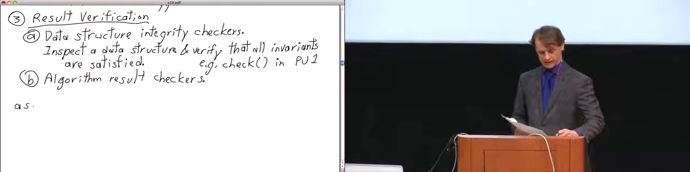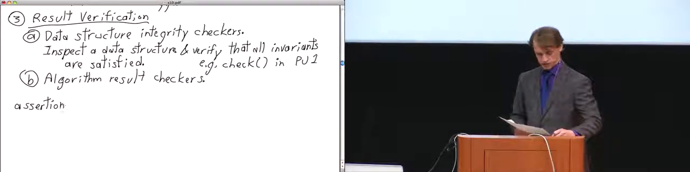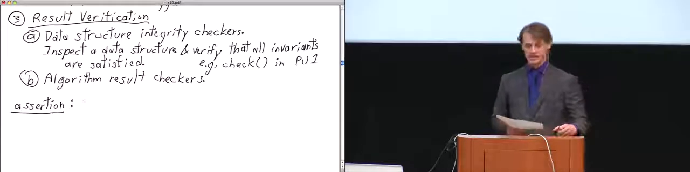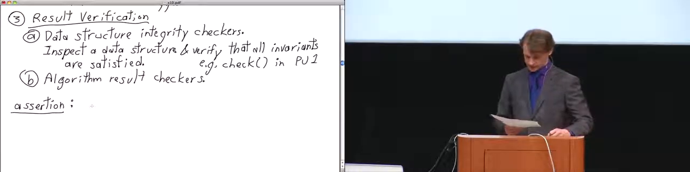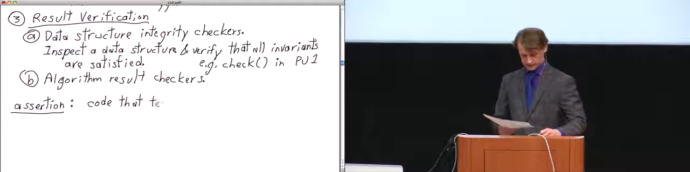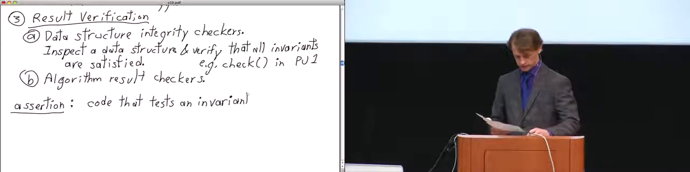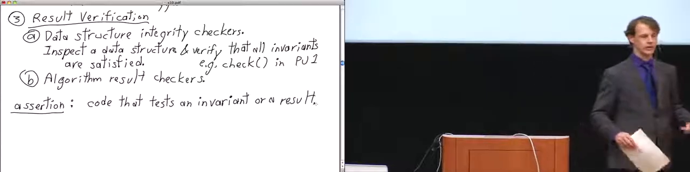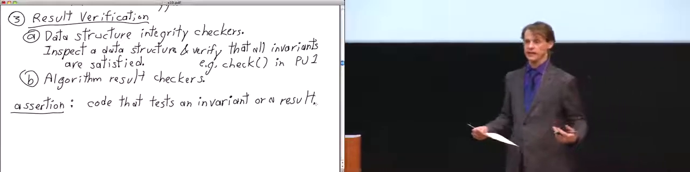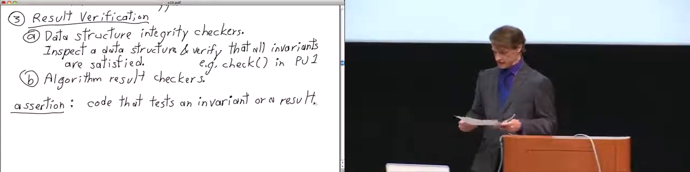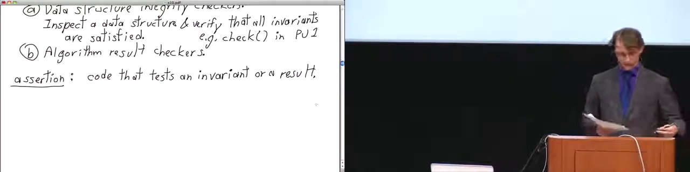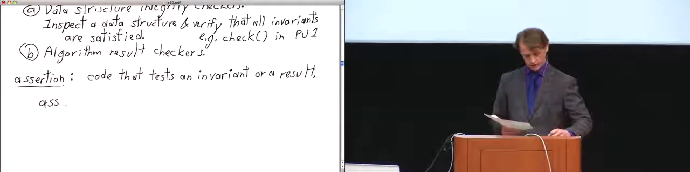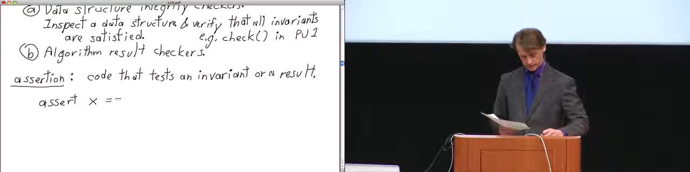One thing that Java has built into the language is something called assertions that you can use in conjunction with your result verifiers. An assertion is a piece of code that tests whether an invariant is true or tests the result of an algorithm result checker. Java has an assert keyword that basically takes a Boolean, and if the Boolean is true, it does nothing. If the Boolean is false, then it throws an exception. You might use this when there are certain things that you know should always be true, and you want to get an error message if they're false.